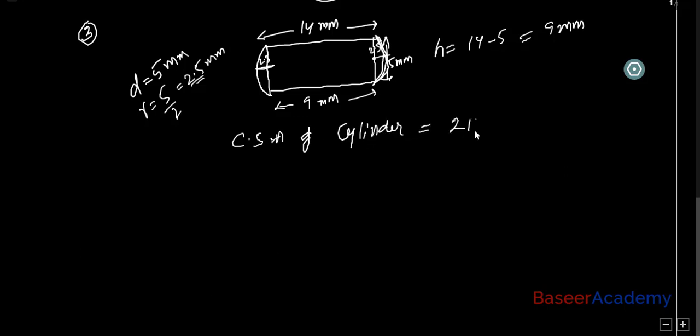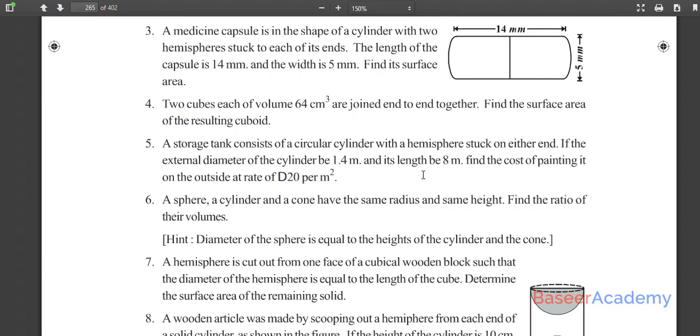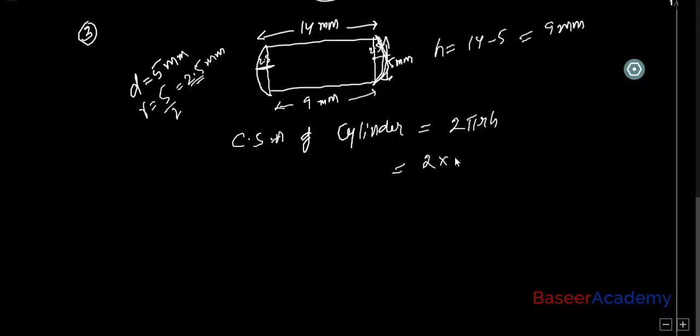Curved surface area of cylinder is 2 pi r h. We can use the value of pi as 22 by 7 because it's not mentioned that you have to use the value of pi as 3.14. If it's not mentioned, we are good to use the value of pi as 22 by 7. r is 2.5 and h is 9. The height of the cylindrical part is 9, right?